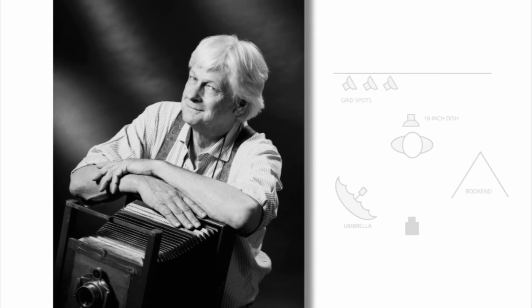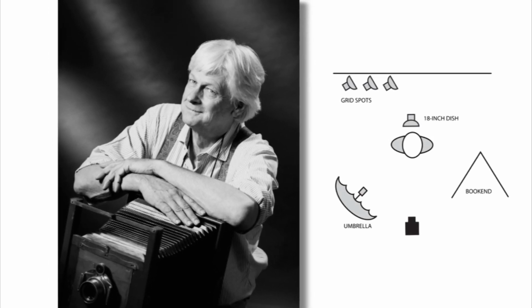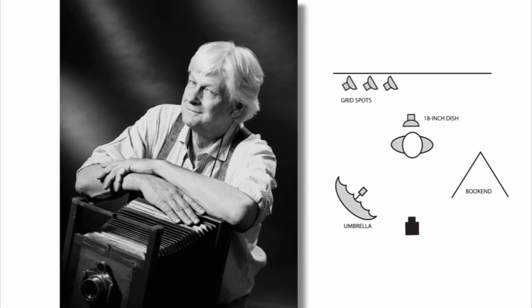Here, the main light was a 36-inch umbrella on a boom arm. An 18-inch dish almost centered over his head served as a hair light. A fill card kept the shadows from getting too dark. The streaks on the background were from grid-spotted 6-inch reflectors skimming down the paper.